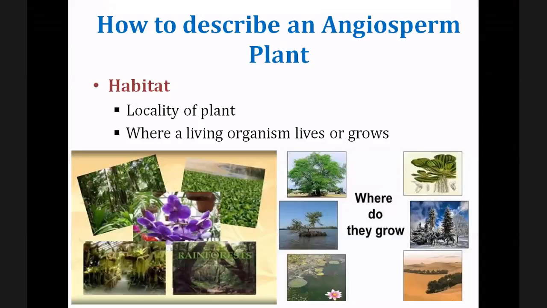These habitats may be rainforest. Some plants grow in the rainforest and some plants grow in the aquatic habitat, the ocean habitat. Some grow in the freshwater habitat. Those are some examples of habitat, where the plant grows or lives. Some plants prefer to grow in the desert. Those are some examples of habitat, the locality of the plant.